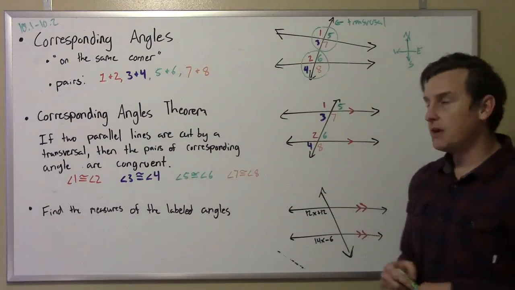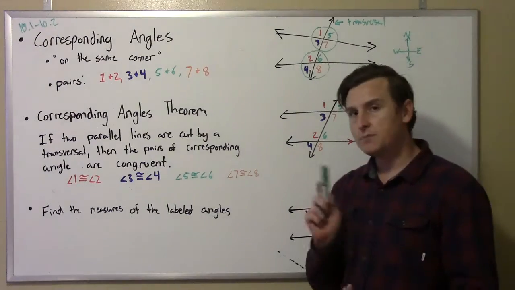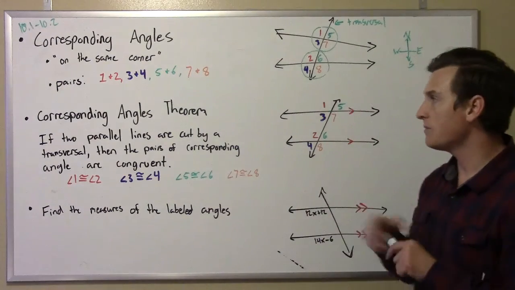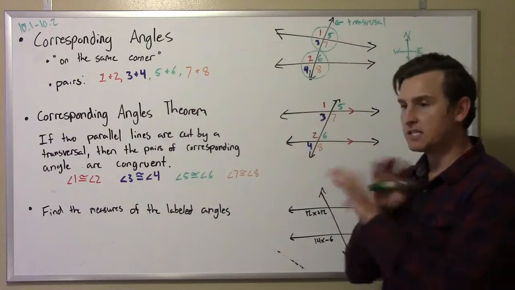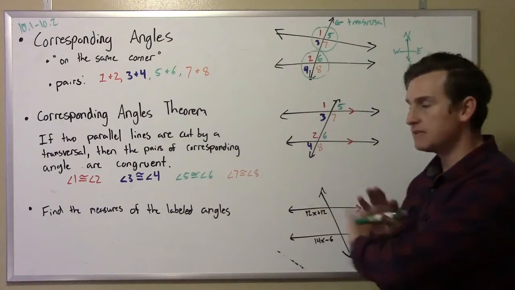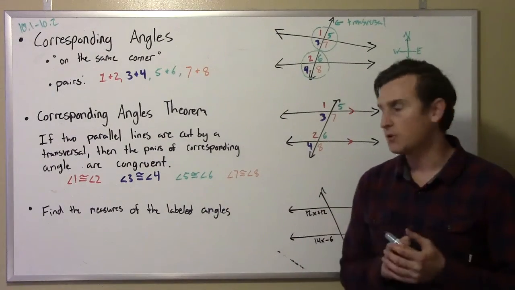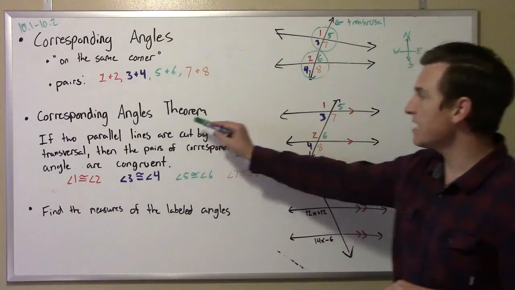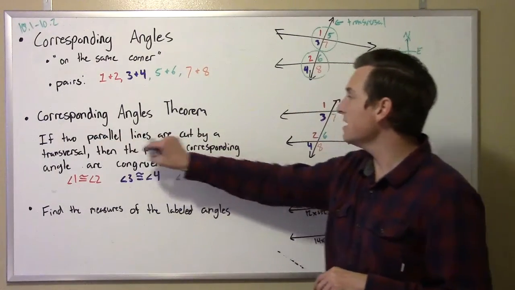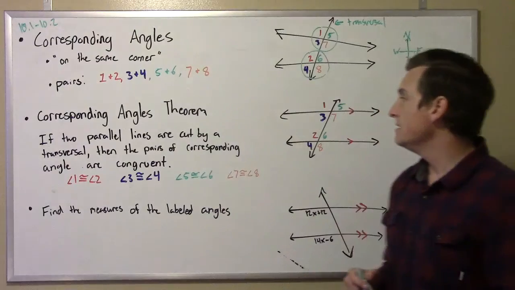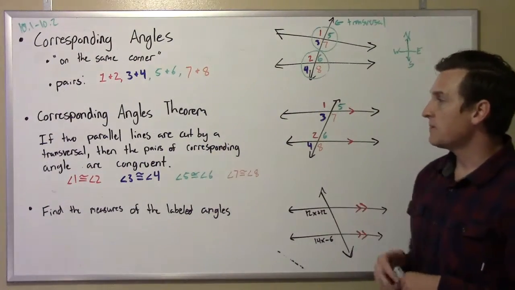Now, there's a theorem called the corresponding angles theorem, and we're not going to prove this one today, but we will tomorrow. We're going to talk more about the proofs for these theorems. Today we're just going to talk about the theorems and how they work and the names of the angles. We'll go through proving them tomorrow. But the corresponding angles theorem says, if 2 parallel lines are cut by a transversal, then the pairs of corresponding angles are congruent.